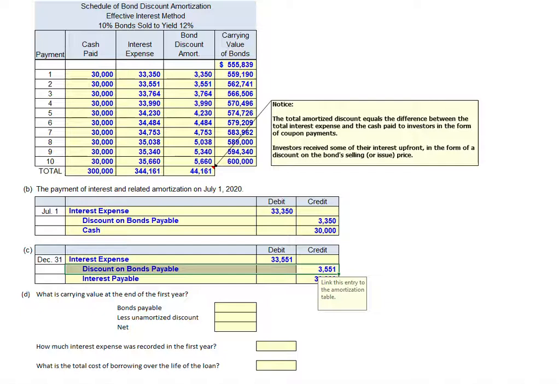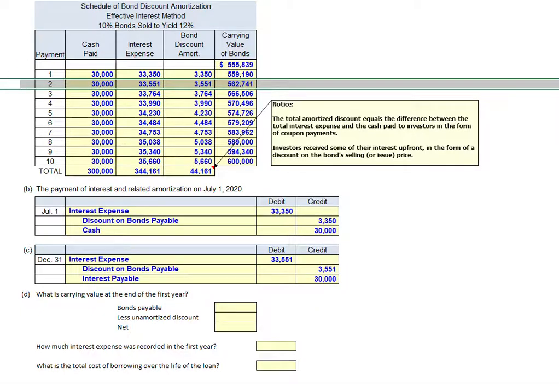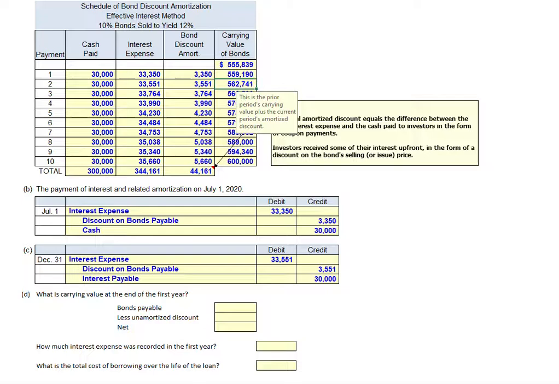$3,551. The carrying value at the end of the year will come again from the second row of our amortization table. It's the $562,741. We carry the bonds on our books, though, always at their face value of $600,000, so we show the unamortized discount of $37,259. How much interest expense is recorded in the first year?